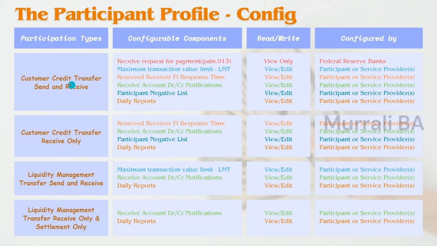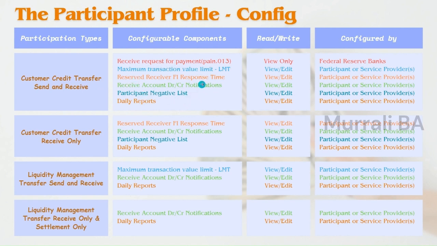Let's take first customer credit transfer sent and receive, which means as a bank you are eligible to send pacs.008 messages and also receive pacs.008 messages. So eventually you will do that for pacs.004 also, send and receive pacs.004. Okay, so when you choose this participant type, in your participant profile there will be different configurable components.